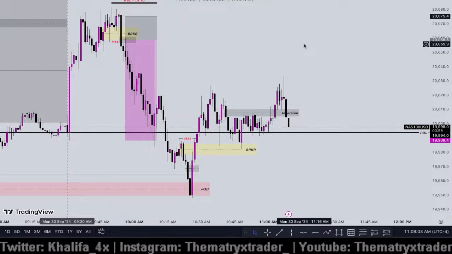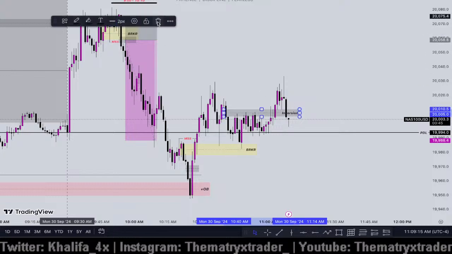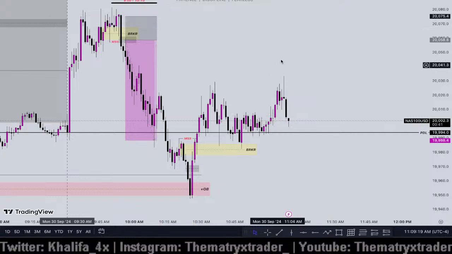Now those who were short as per the indicator, they obviously put their stops over here, and price just took all those out and goes below. This is what the price does.